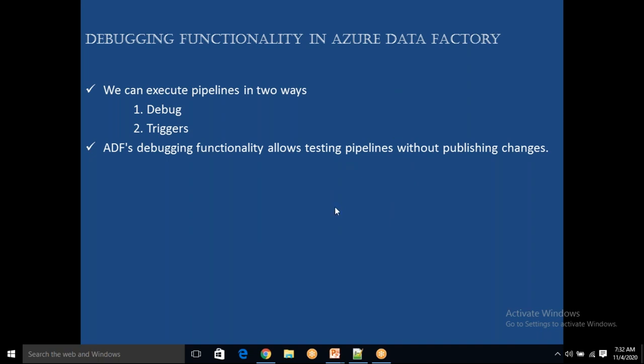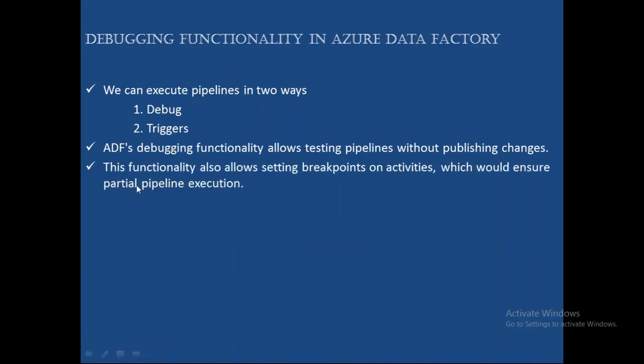Now, my requirement as part of development is to execute and test only the first two activities. I have a total of 5 activities, but I want to test the first two to understand whether data is correctly coming into the second activity or not. I don't want to execute all the activities. In that case, you can create something called breakpoints. This debug functionality also allows setting breakpoints on activities, which ensures partial pipeline execution. So only some part of the pipeline, only a few activities, will execute.